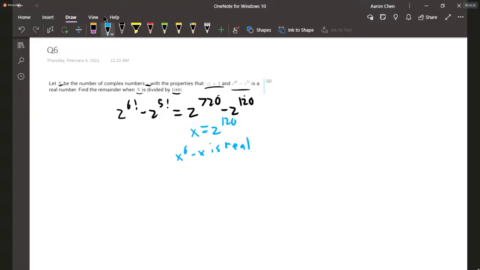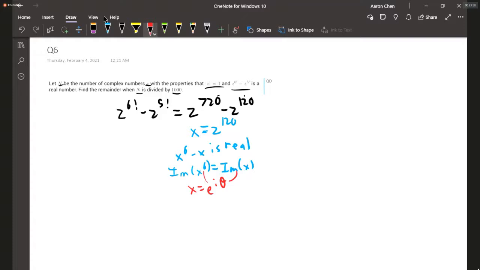This is true when the imaginary part of x to the 6 is equal to the imaginary part of x. We can let x equal e to the i theta. And so the imaginary part of e to the 6i theta is equal to the imaginary part of e to the i theta.